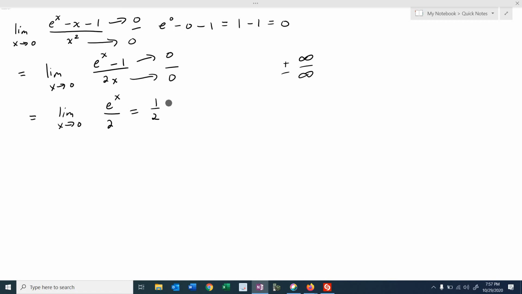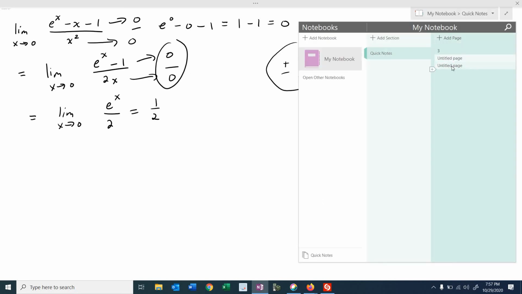Okay, so you can continue to use L'Hopital's rule as long as you're getting one of these two forms until it becomes determinable. Okay, let's do one more.